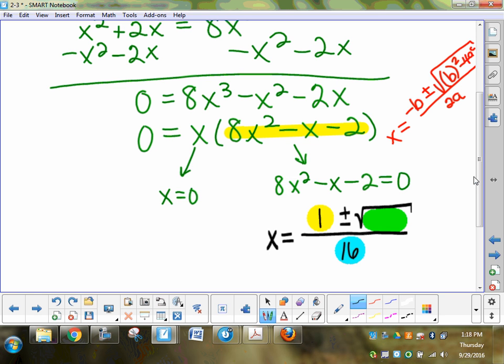Hands up, please, when you can tell me what that's going to come out to be. What did we get as our radicand value?